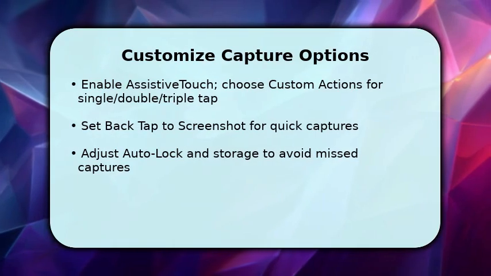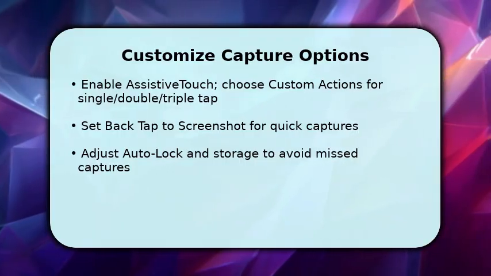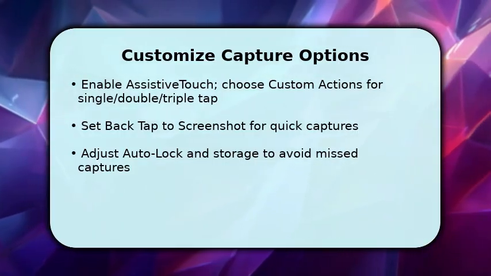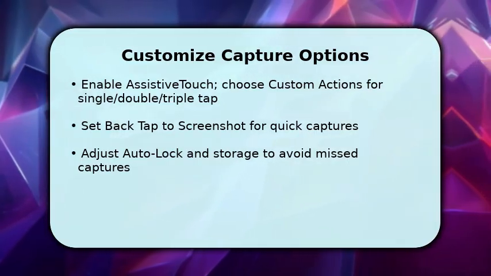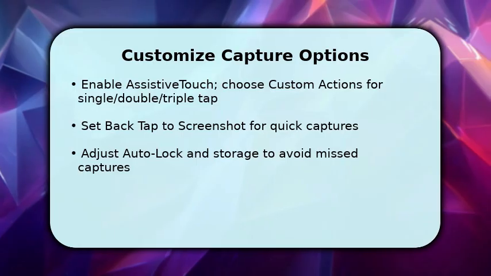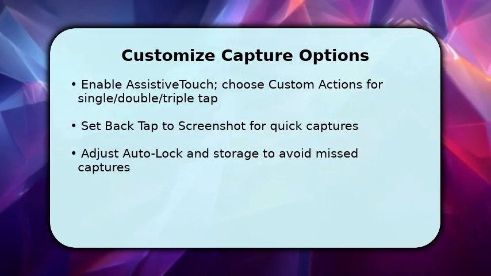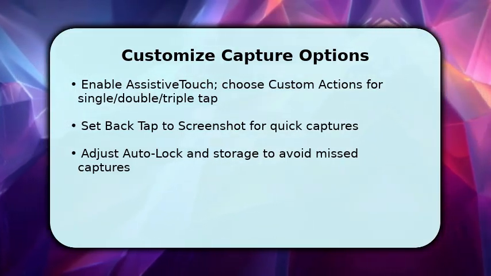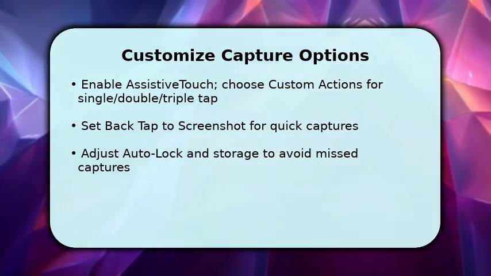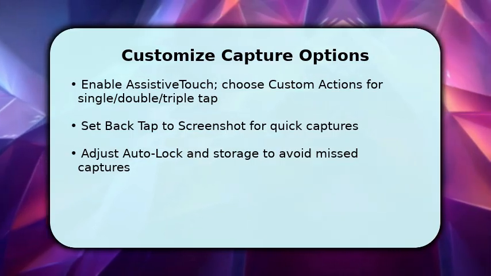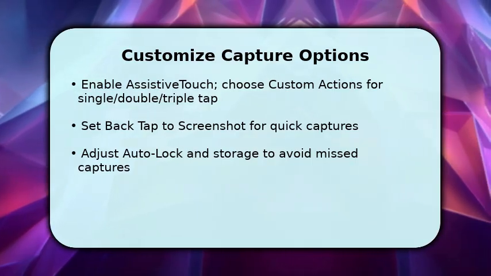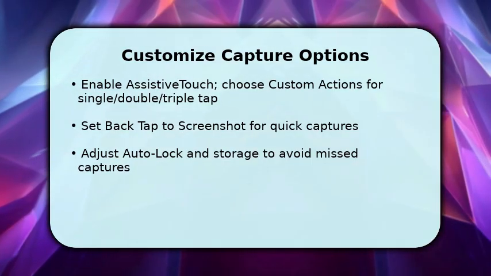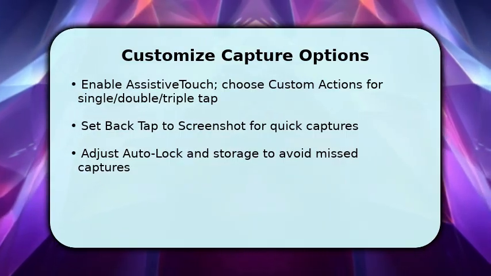Now customize how screenshots behave. Enable Assistive Touch and assign a custom action to trigger a screenshot with a single or double tap. This is useful if buttons are hard to press. Alternatively, set Back Tap to screenshot for a 2 or 3 tap trigger. This is fast and discreet. Make sure auto lock and photo storage are adequate so captures aren't lost, and test a screenshot immediately to confirm the configured gesture or button produces the expected result.